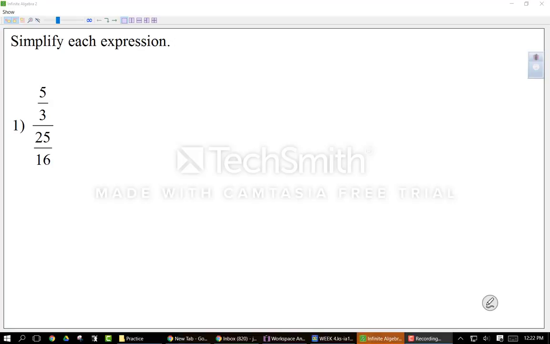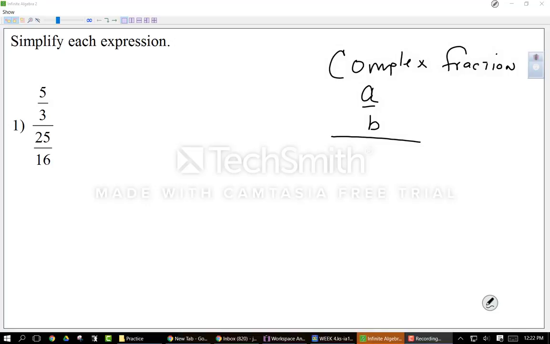So we have a complex fraction, and this is what we're doing, but what is it? A fraction is just a over b, right? It's some number divided by some number. When we're making it complex, we're taking a fraction and dividing it by another fraction. So c over d, okay? And they can look a lot different than this, right?